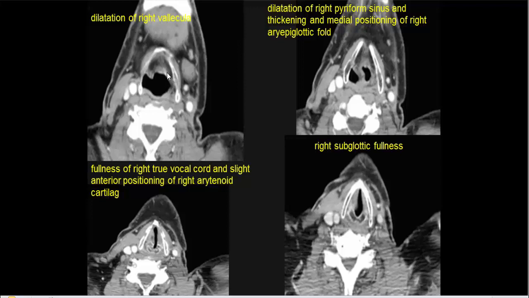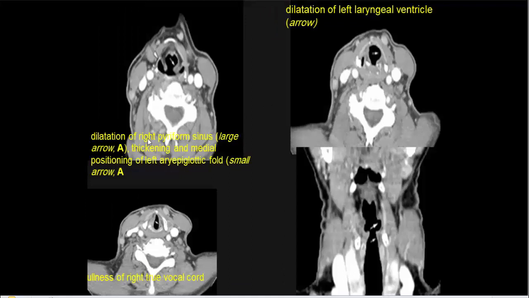Dilatation of the right ventricle and fullness of the right true vocal cord, with slight anterior positioning of the right arytenoid cartilage. This is right subglottic fullness, dilatation of the right piriform sinus, and thickening and medial positioning of the right aryepiglottic fold. These are signs to localize the site of right vocal cord paralysis. This is fullness of the right true vocal cord.